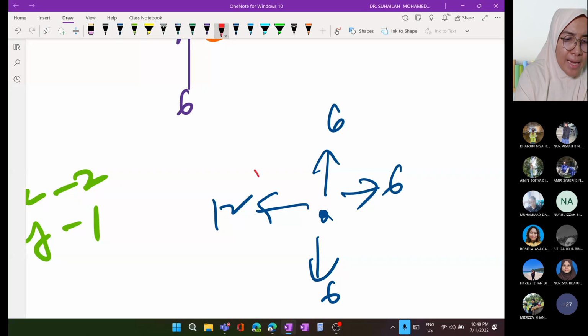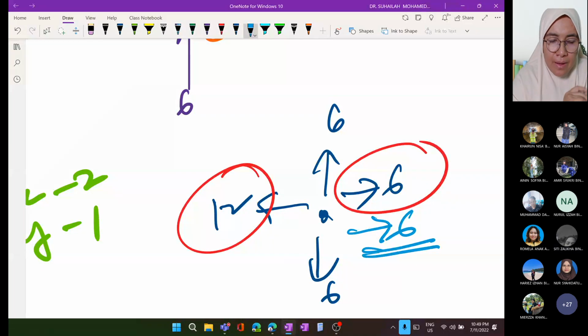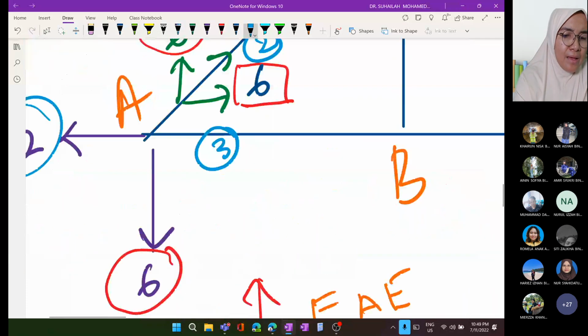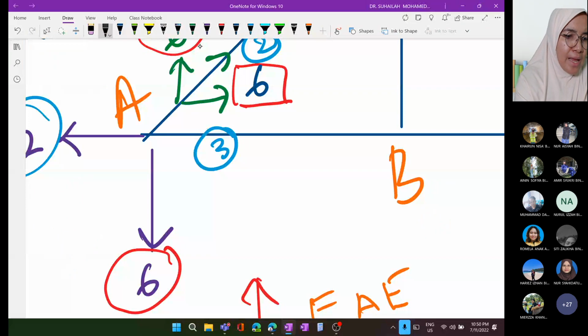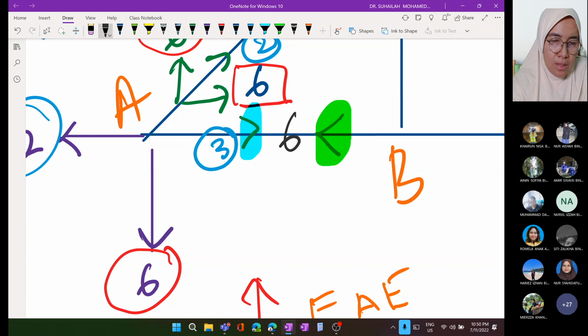Dah balance ke ni? Dah balance ke 12 dengan 6 ni? Belum. Okay, belum balance lagi. So berapa yang tak cukup? 6. Arah mana? Kanan. Arah kanan. So arah kanan letak dekat A, B. Okay, A, B. Yang ini ya. Arrow yang saya highlight tu belong to A. Arrow yang satu lagi ni, yang ni, hijau ni belong to B. Bila nak check, kena check dengan arrow yang color biru. Okay, so 6 dengan 6, 12. So value ni 6. Okay?